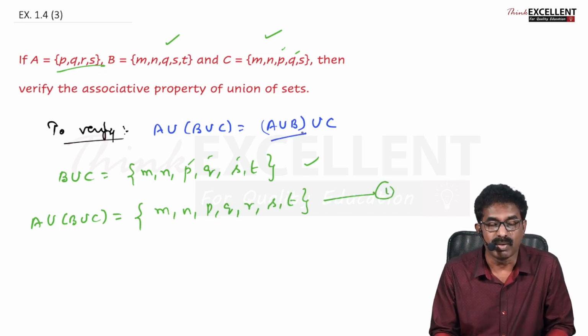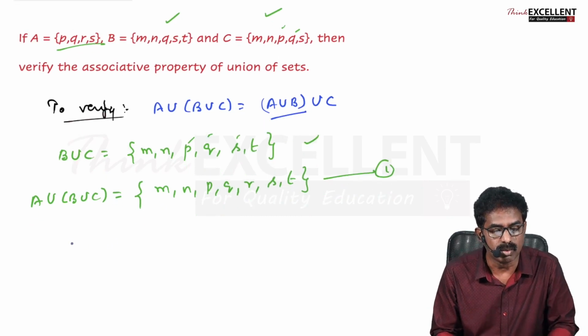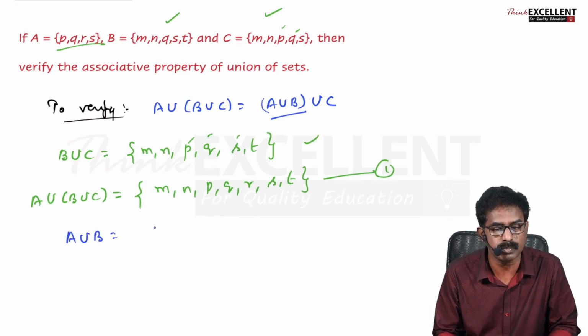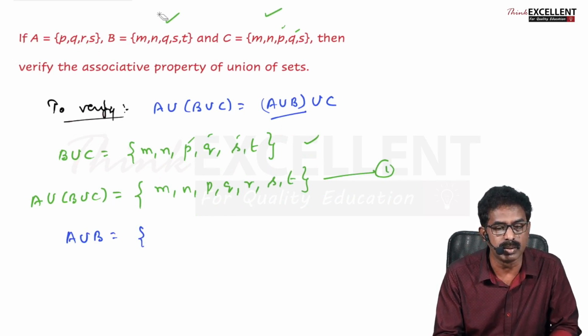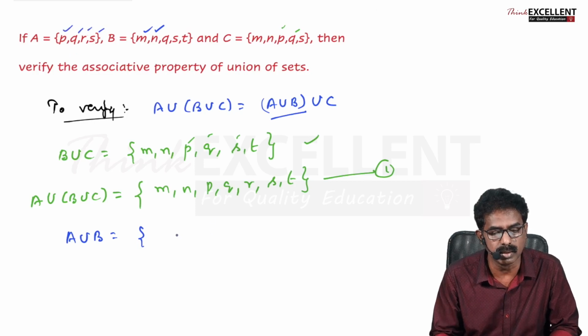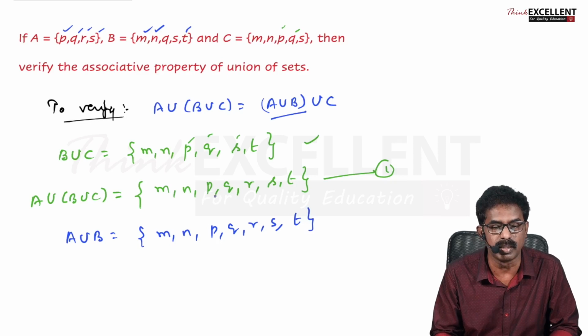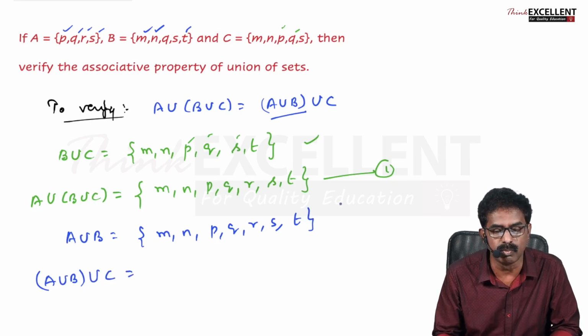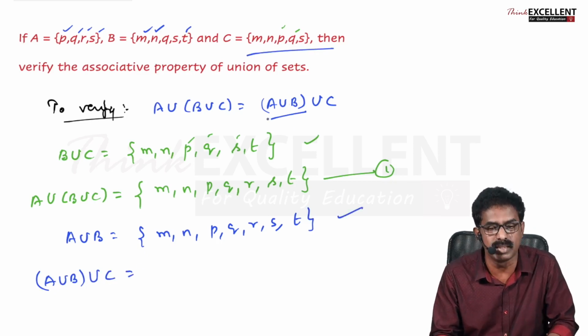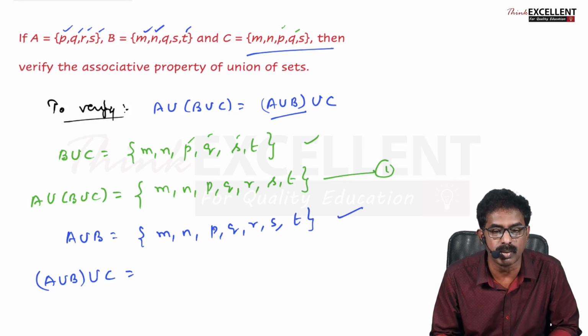Now for the right side, first you find the term inside the bracket, A union B. Take the sets very carefully. Now take A union B: M, N, P, Q, R, S, and T is also there, right? This is A union B. Now we have to find (A union B) union C, right? So with this answer, you attach C also. In C, what do you have? M, N already here, P, Q already here, S already there.